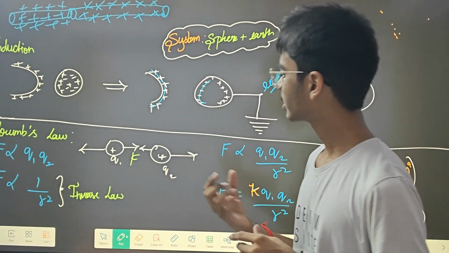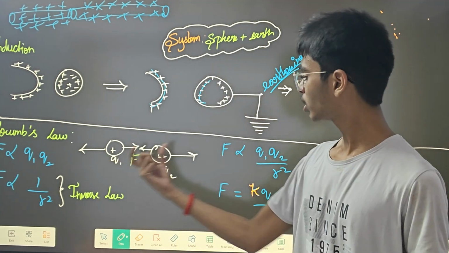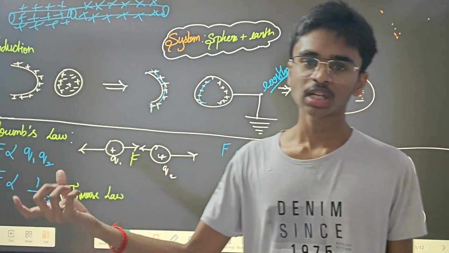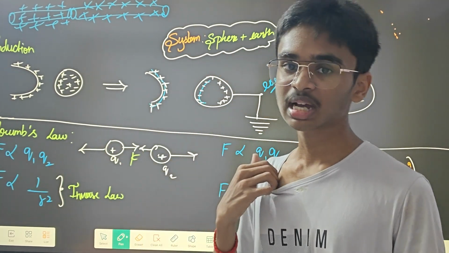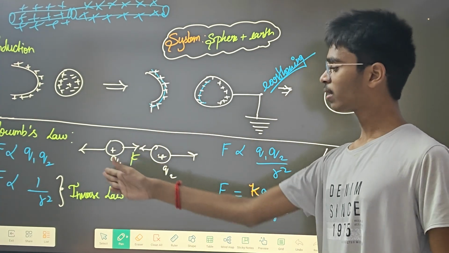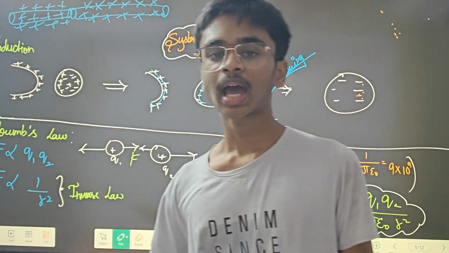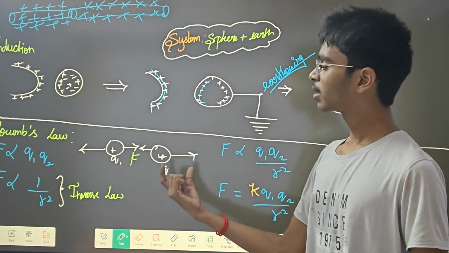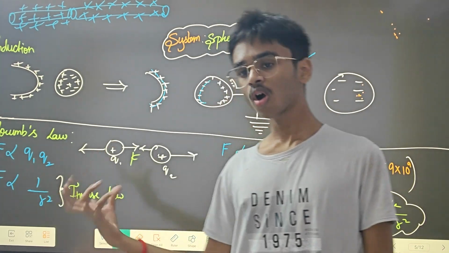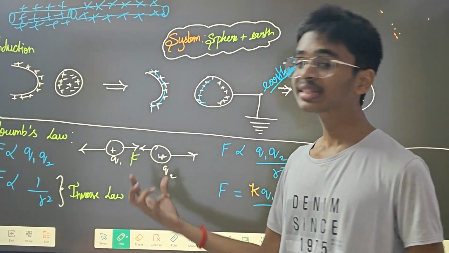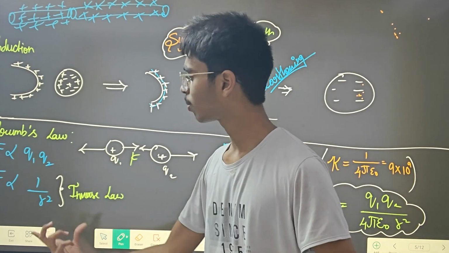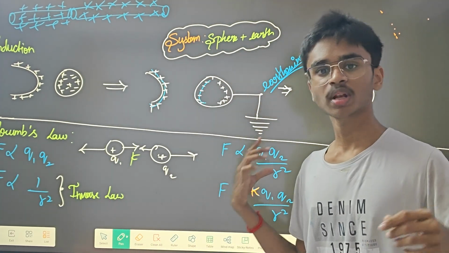Exactly like that, when you have two charges, q1 and q2, if they are similar charges, either both positive or both negative, there will be a repulsion force. To calculate that force, we use this formula, and the same formula is used for the attraction force also.